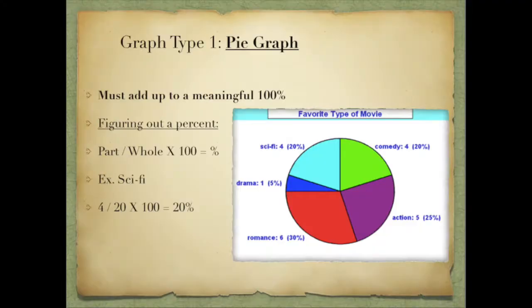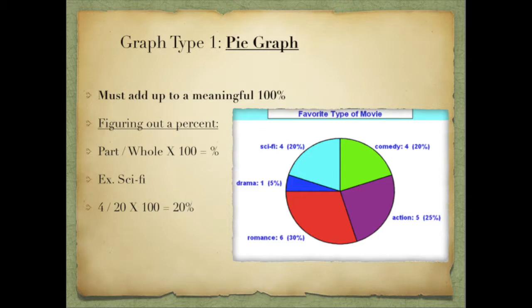So remember those. Okay, and then what kind of graph are you going to make? You've got three choices here. First can be a pie graph, which has to add up to a meaningful whole, or meaningful 100%. This is used for surveys mostly, maybe population breakdowns.